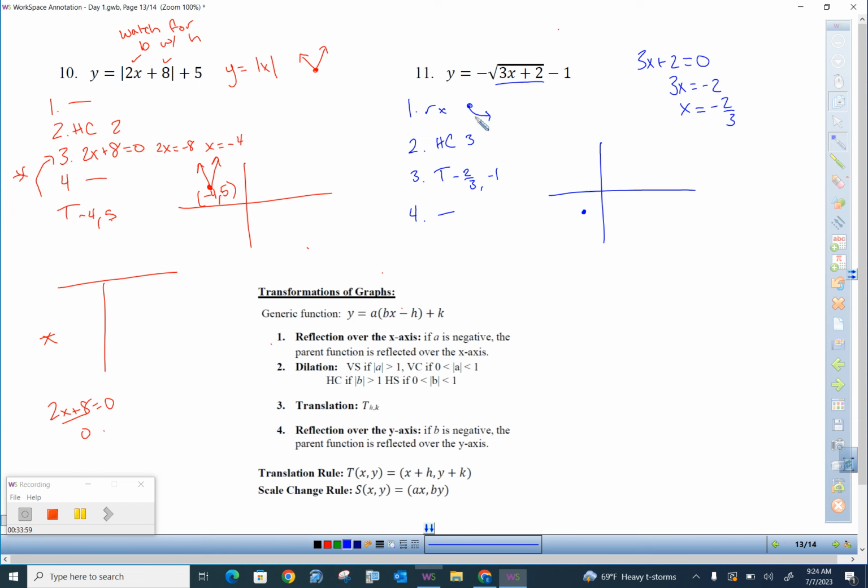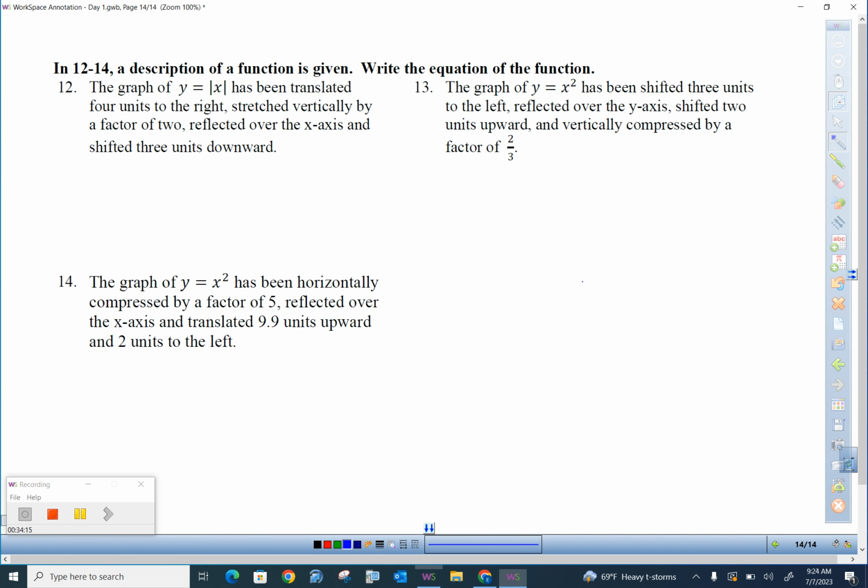Horizontally compressed, this is going to make it steeper. If I cut that thing in half this way, or in thirds, excuse me, something like that. And then we label our point. Last thing we're going to do is go backwards, and these go quite a bit faster. It gives us the description, and our job is to write the equation.